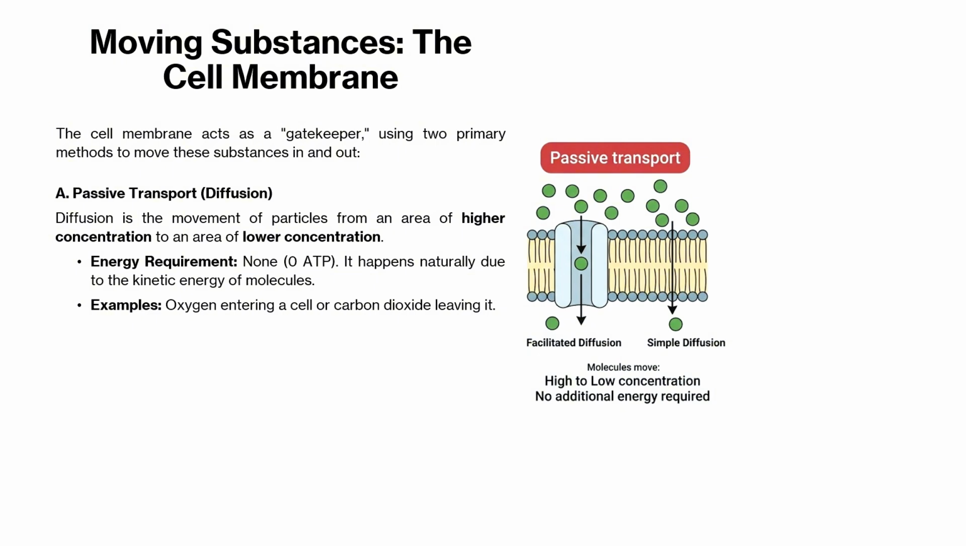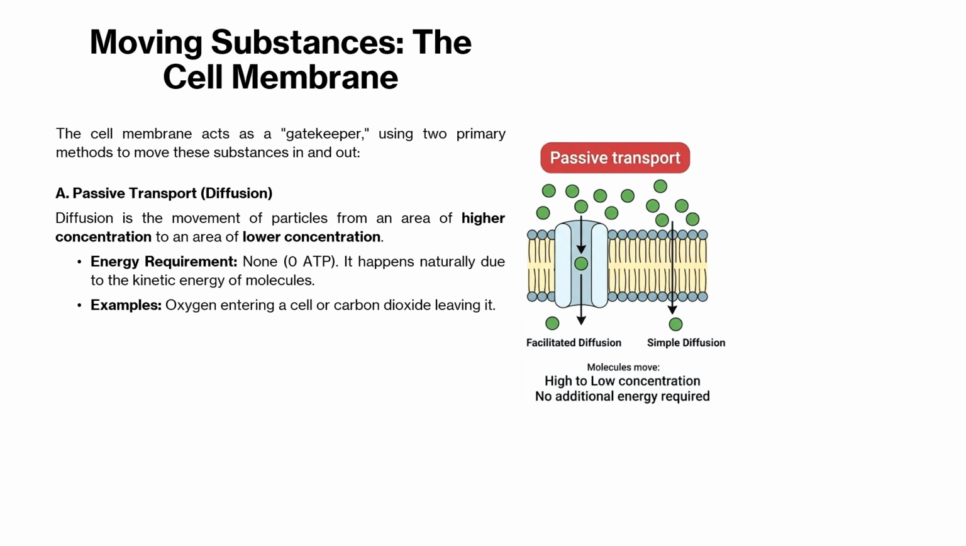But what is the best part here in the diffusion process? It costs the cell zero energy. No ATP is required, no energy is required for this process. Okay, it happens all on its own because molecules naturally have kinetic energy. They are always vibrating and moving. This is how oxygen slips into your cells and carbon dioxide is slipping out.